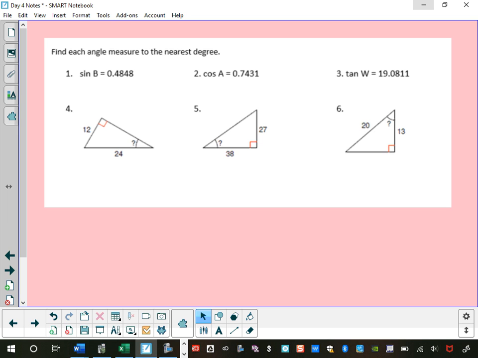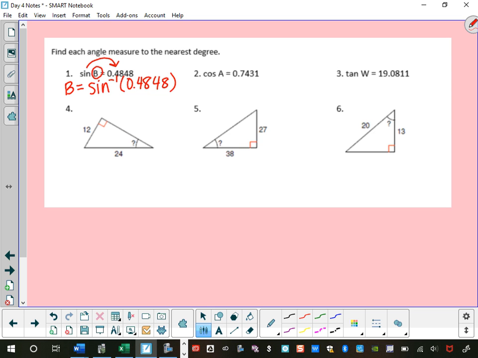Alright, number 1, it says the sine of B is equal to 0.4848. So my angle is here. I don't know what this angle is. In order to solve for it, I'm going to move my trig function of sine to the other side. So I'm left with B, which is my angle, is equal to, what's the opposite of sine? Inverse sine, to the power of -1. And then you're going to just multiply it by whatever was already there.